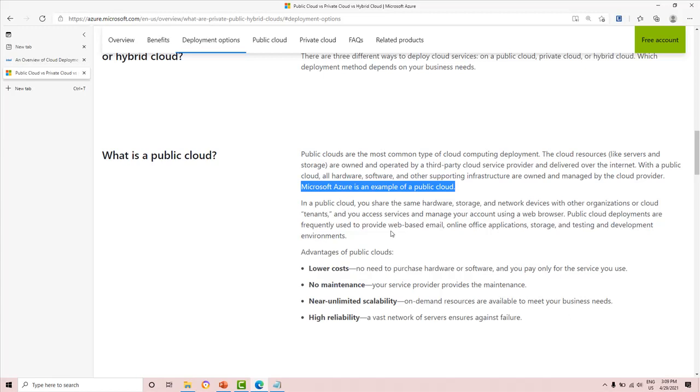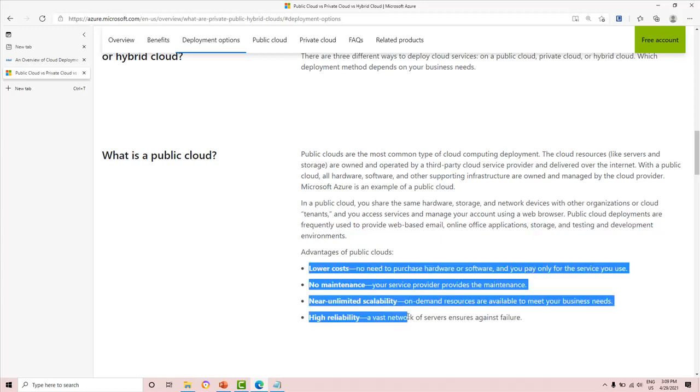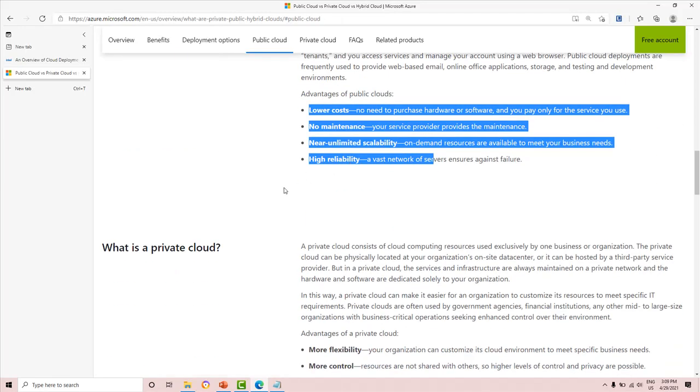Examples of public cloud computing are email, online applications, office applications, storage and testing development environment. So Gmail, Outlook are examples of public cloud, and also applications, example Office 365, and storage, for example, OneDrive, Google Drive. Okay, so these are the advantages of public cloud computing. Lower cost, no maintenance, near unlimited scalability, high reliability.